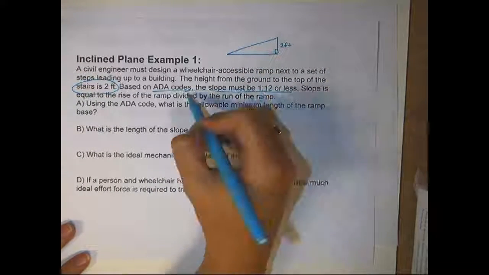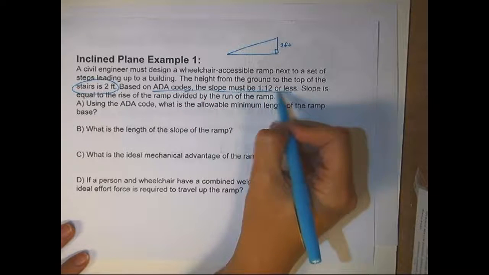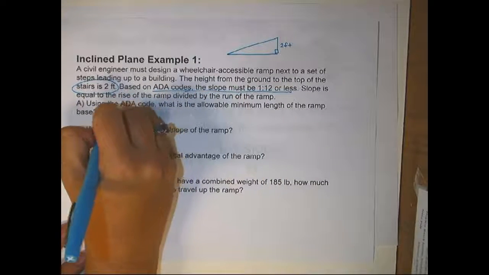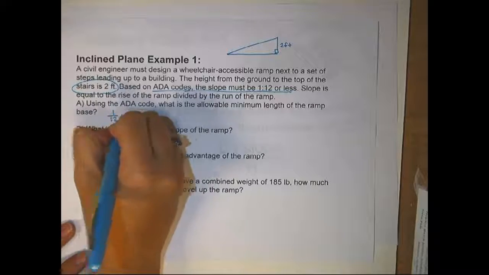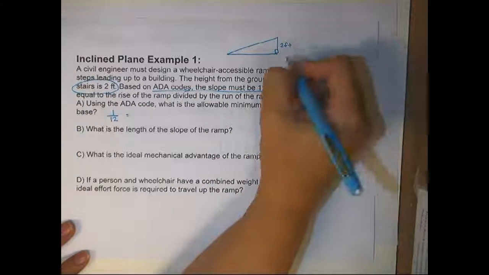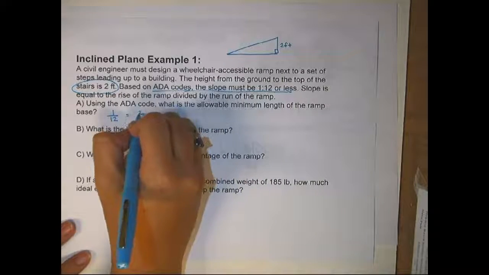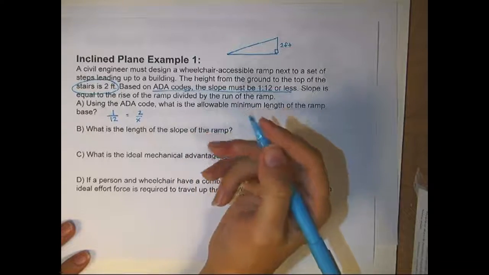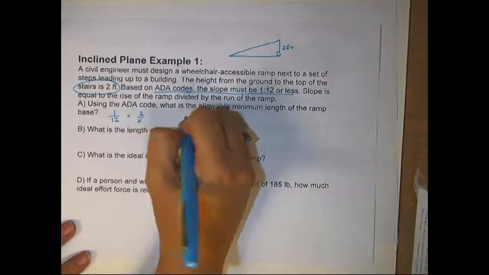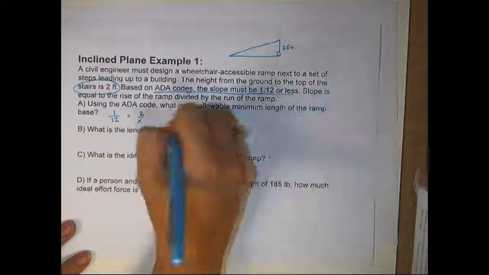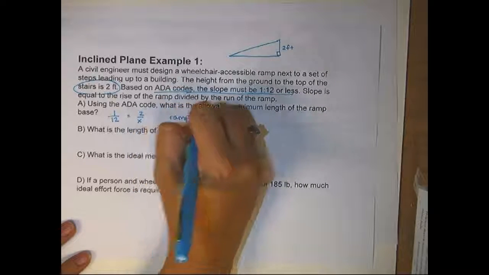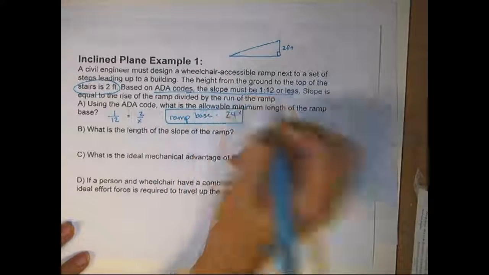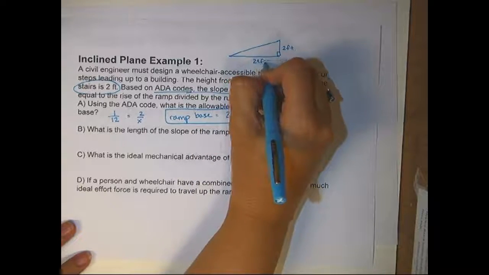Well, you'll notice here it says the slope must be 1 to 12 or less, and the slope is equal to the rise over the run. Well, 1 to 12 is like this, there's my slope I need. What's the rise of the ramp? Well, it's 2. And then the run is this part here, and that's conveniently what I'm looking for. You may be able to do this in your head, or you can use cross-multiplying, and we find that the length of the run, the length of the ramp base, needs to be 24 foot. This side needs to be 24 foot.